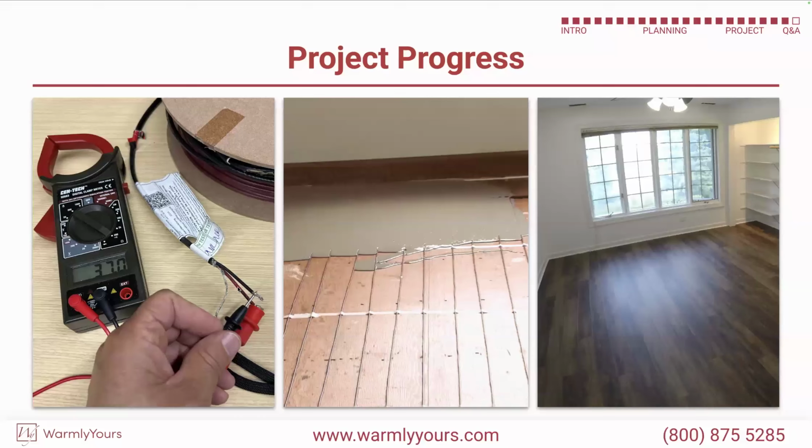But here you can see the red product right here. This red line and this black line means it's a 240 system. That's how you know what that is.